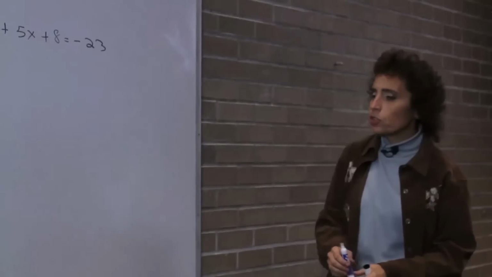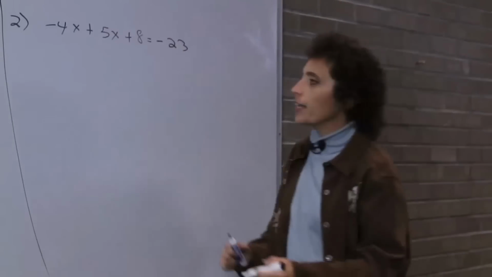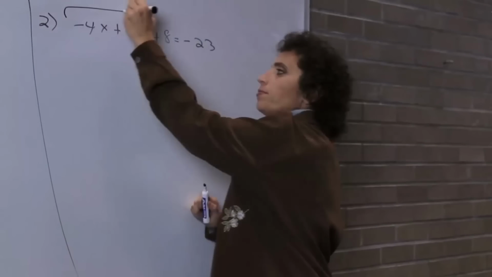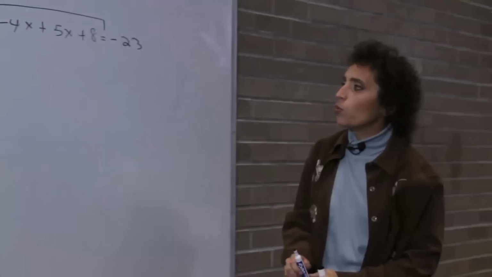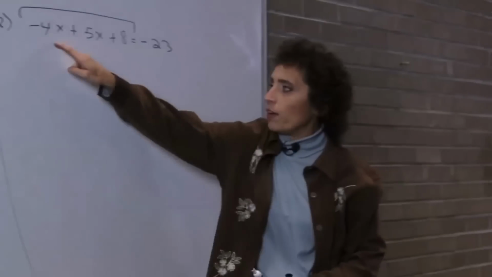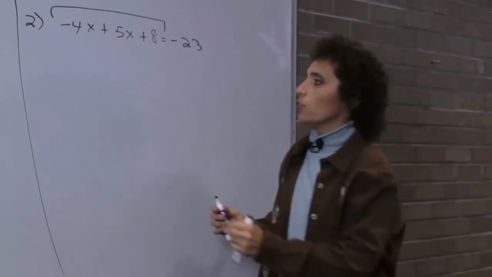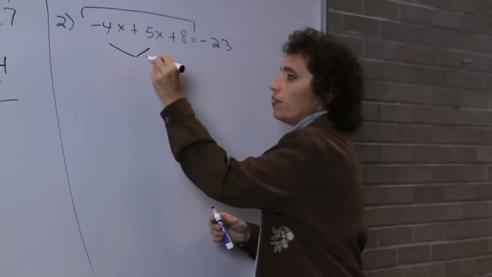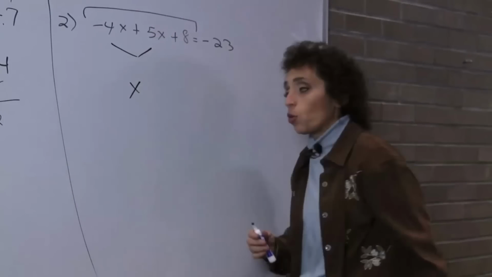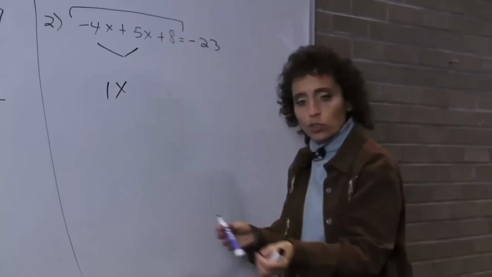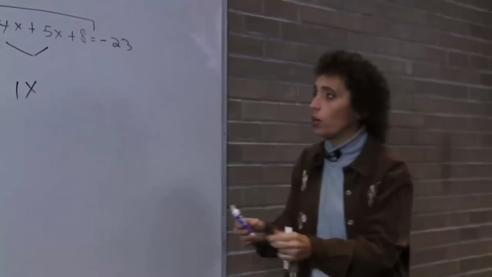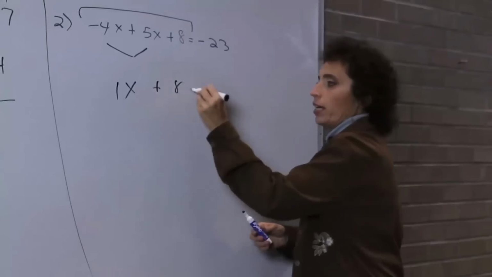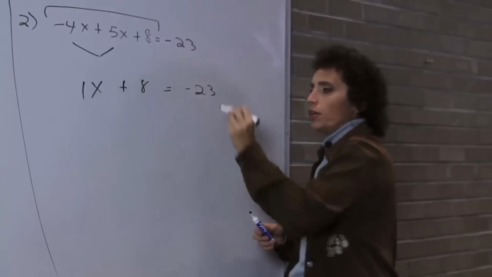All right, so let's try this guy. Again, these are getting just a little harder. We want to see if we can combine anything here. We have like terms here, okay? So I owe you 4x, but I have 5x, so that's just x, or 1x. 1x or x, which is the same thing. You don't need to write that 1. Plus 8 equals negative 23.